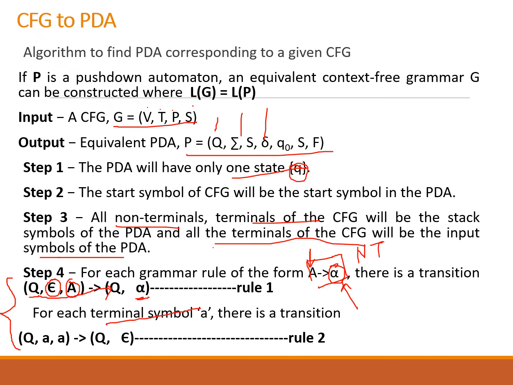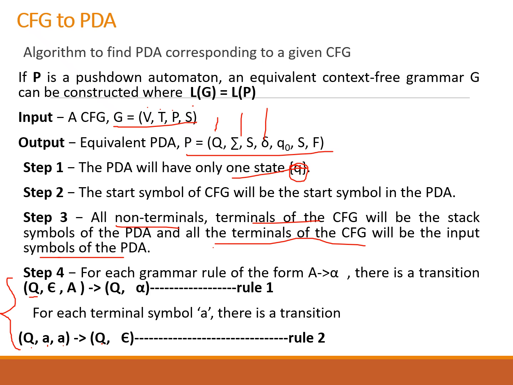Then for each terminal symbol a, this is the rule that needs to be written. So Q, a, a will give me Q, epsilon. So these two rules are to be followed when finding out the transitions.